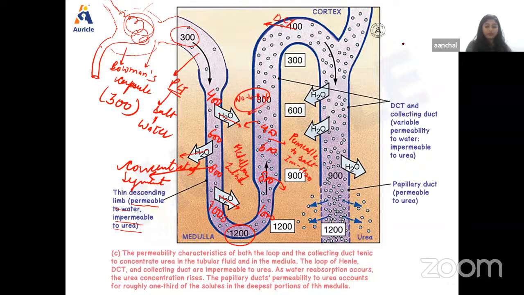As we know, while entering the DCT, the osmolarity of the fluid is 100, and it is also isotonic to plasma. Both this DCT part and the collecting tubule are impermeable to water. But in the presence of ADH, both will become permeable to water. Why this occurs, we will also discuss in the mechanism. So in the presence of ADH, both become permeable to water, resulting in more and more reabsorption of water and the final concentration of urine.